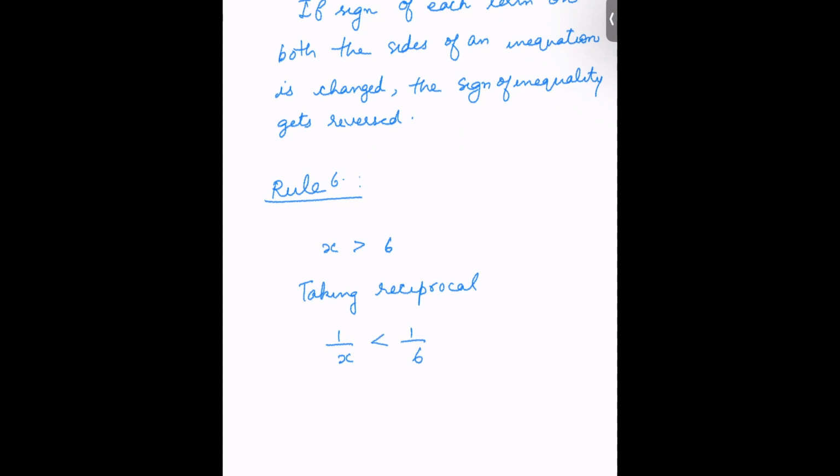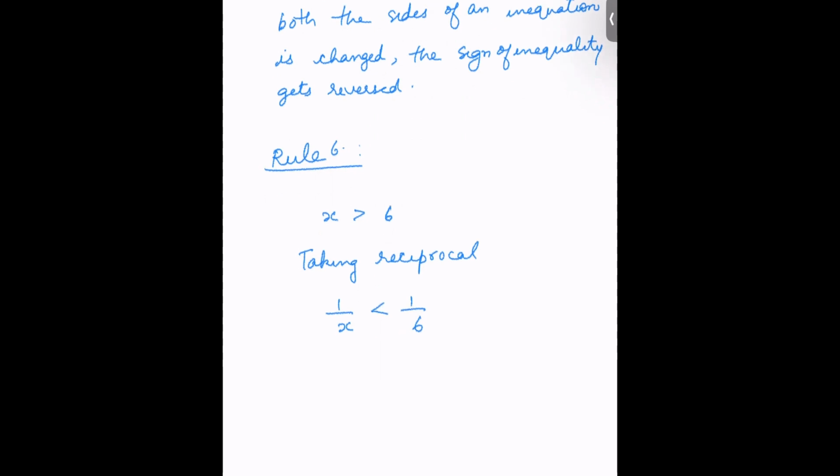Why? Because assuming x is greater than 6, what are the possible values of x? X can be 7, 8, 9 up to infinity, right? So x can be 7, 8, 9, 10, like that. So when I do reciprocal, is 1 by 7 smaller than 1 by 6?